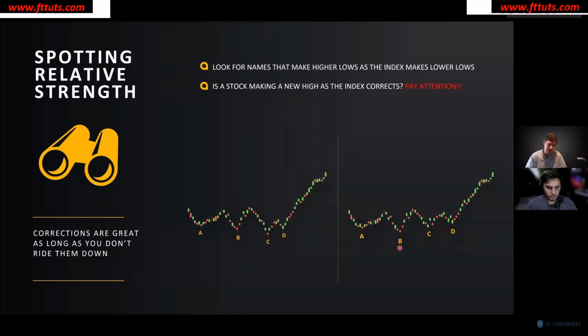I think it's one of the absolute best ways you can assess relative strength, because it is what it is. The stock literally made a higher low and the index made a lower low. It's a sign that buyers are supporting that name. So I think it's something you should keep in your toolbox. Probably one of the most important things you can do is look for situations like this.